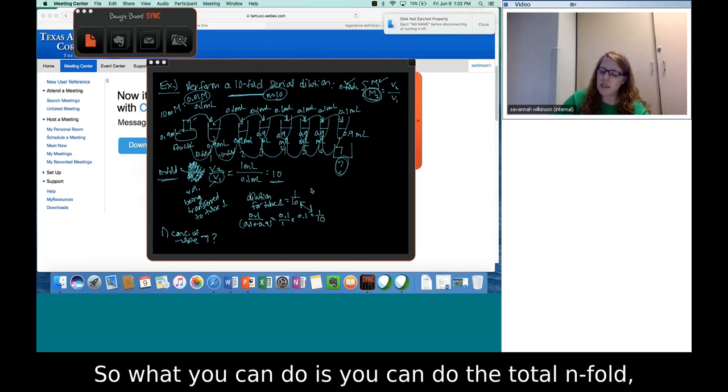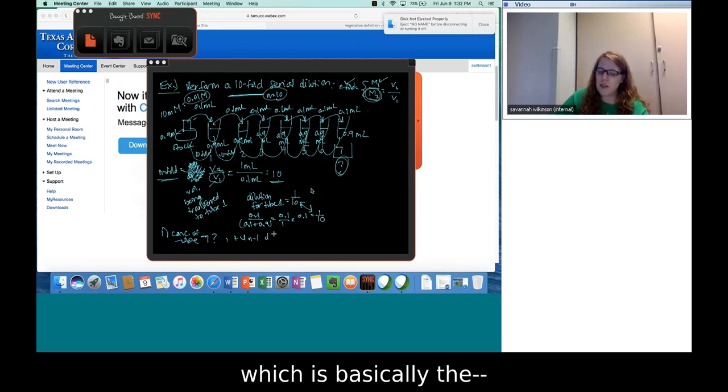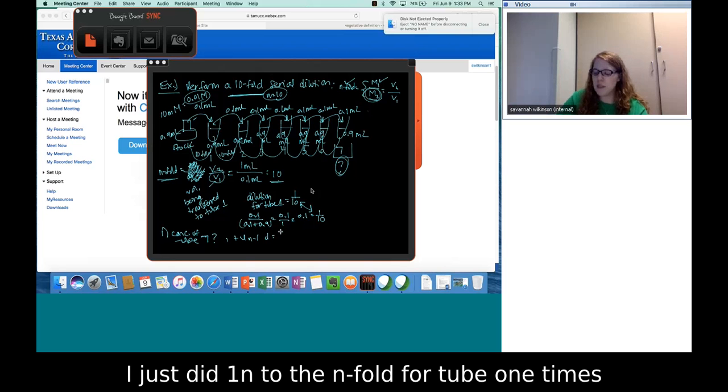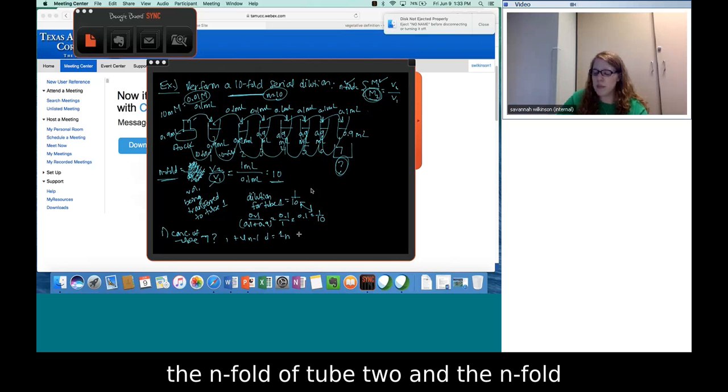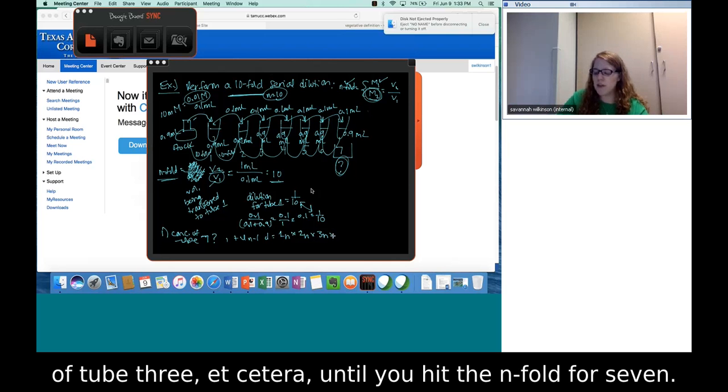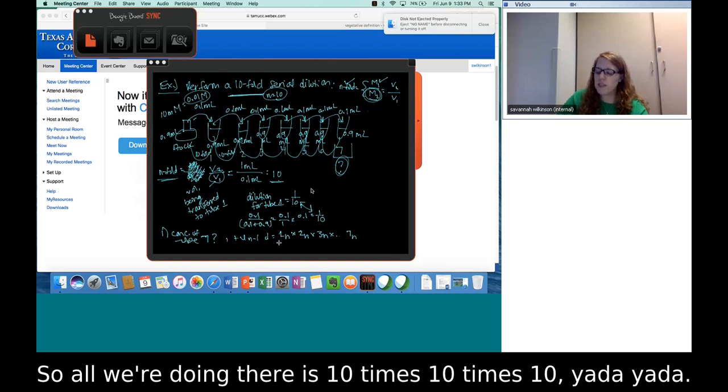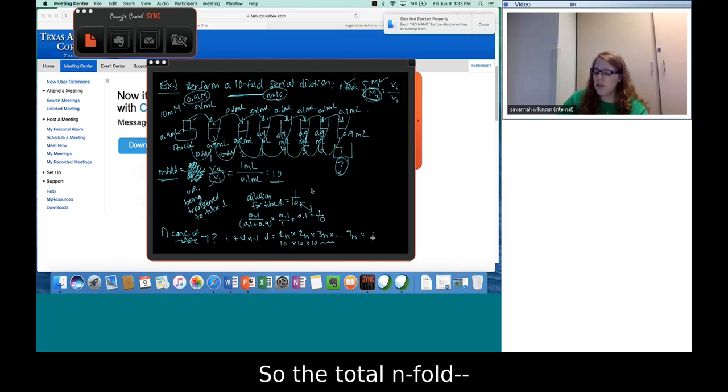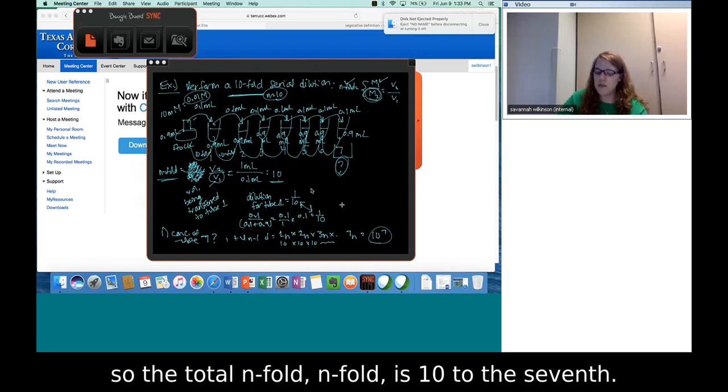So what you can do is you can do the total N-fold, which is basically the N-fold for tube 1 times the N-fold of tube 2 times the N-fold of tube 3, etc., until you hit the N-fold for tube 7. So all you're doing there is 10 times 10 times 10, yada yada. So the total N-fold is 10 to the 7th.